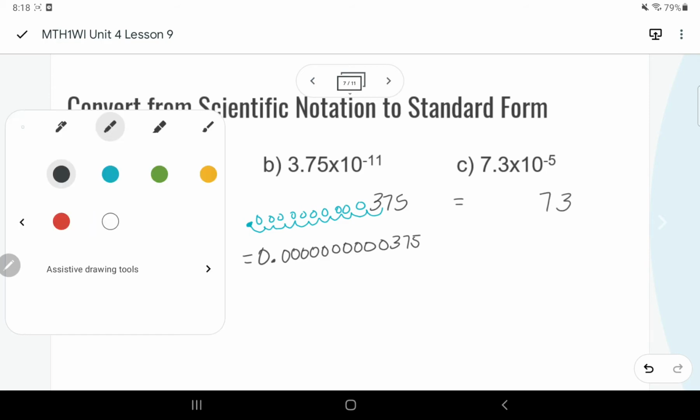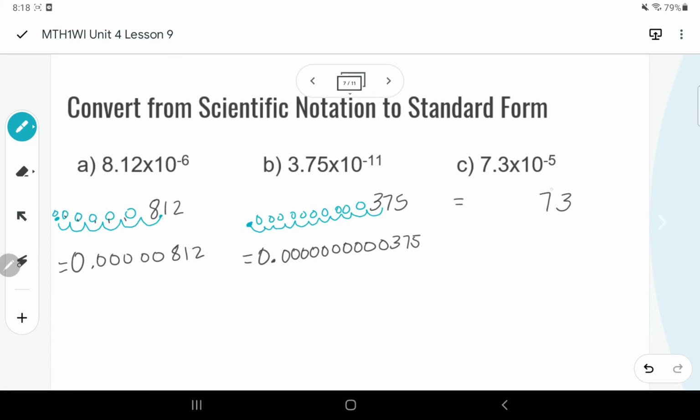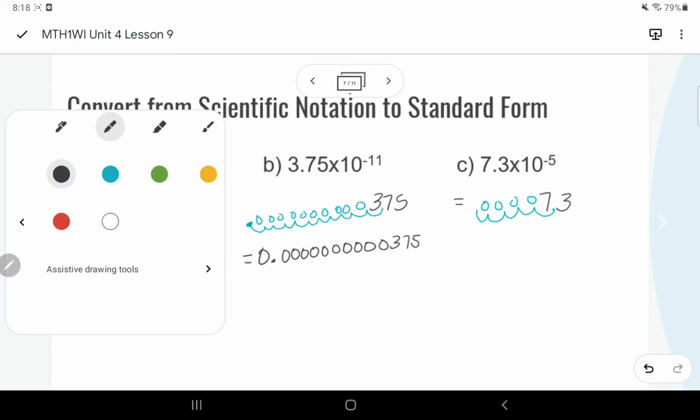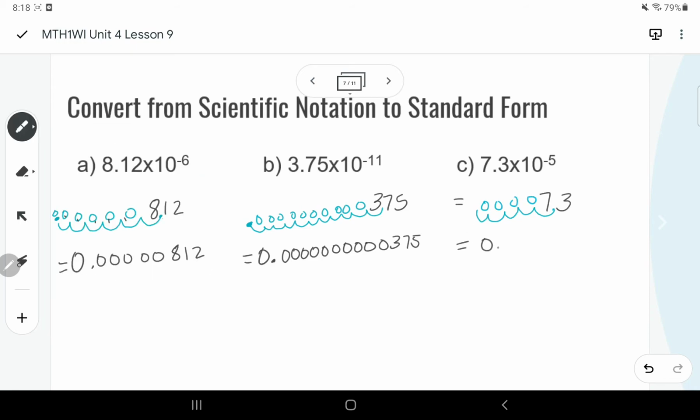And the last one, this is not so far. It's just a negative 5. I'm putting my numbers there. And then I go 1, 2, 3, 4, 5. So I'll need 4 zeros as a placeholder. So 0.000073. And again, double checking: if you move it 5 steps, 1, 2, 3, 4, 5, does it get back to where it was? And yes, it does.